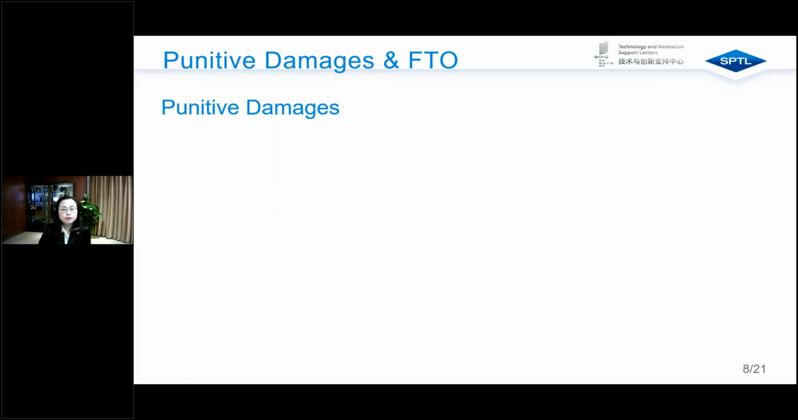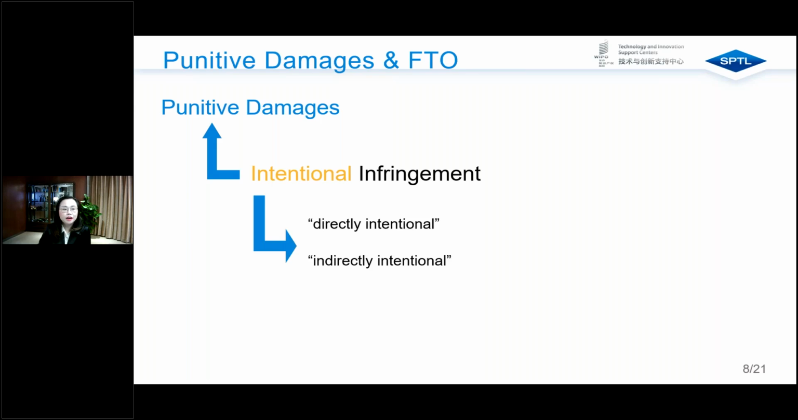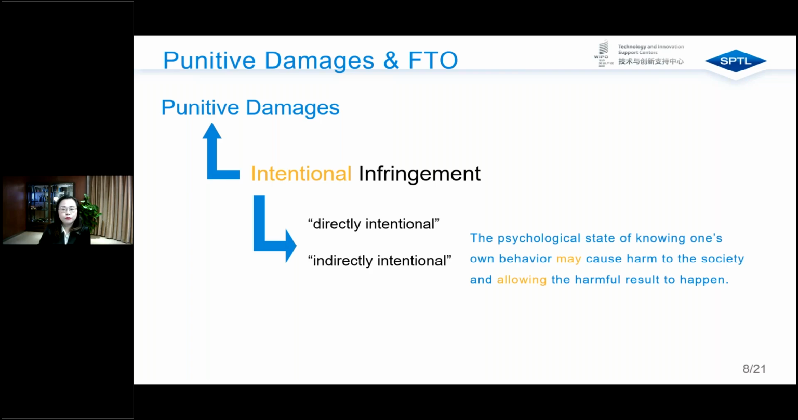As we already mentioned before, one of the constitutive requirements of punitive damages is intentional infringement. In the practice of civil law, intentional can be further divided into directly intentional and indirectly intentional. Indirectly intentional means the psychological state of knowing one's own behavior may cause harm to society and allowing the harmful result to happen.